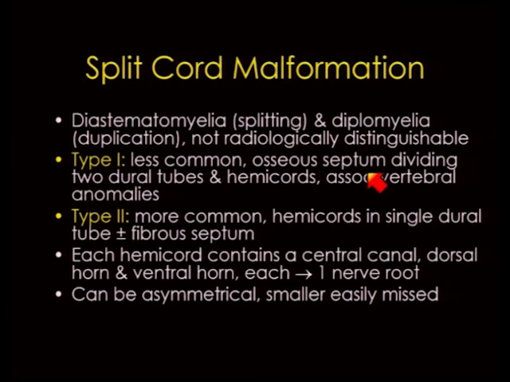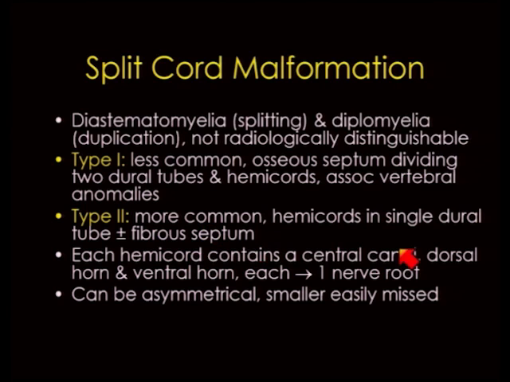And this is the one that has the classic osseous septum that divides the canal into two hemichords with two dural tubes and has associated vertebral anomalies. So very frequently these patients present with a scoliosis, a big hairy patch over the upper thoracic back. That's a clue for an underlying split cord malformation. The type 2, more common, probably far more common than we actually realize, because if they don't have a septum, and they frequently don't have a septum, then these patients may be pretty asymptomatic, because it's the septum that causes the spinal cord tethering when the two hemichords reunite below the septum, and that's where these patients become neurologically symptomatic.